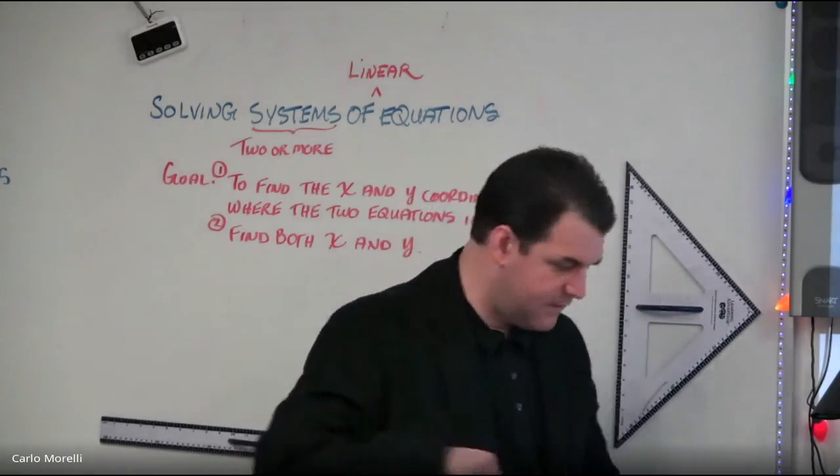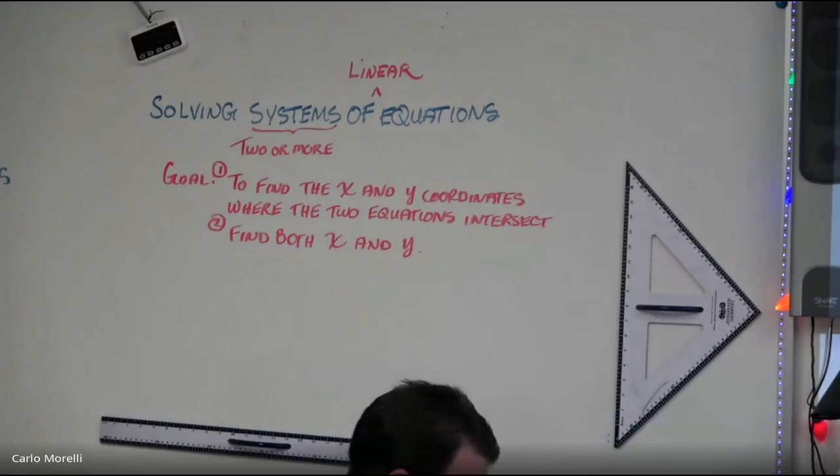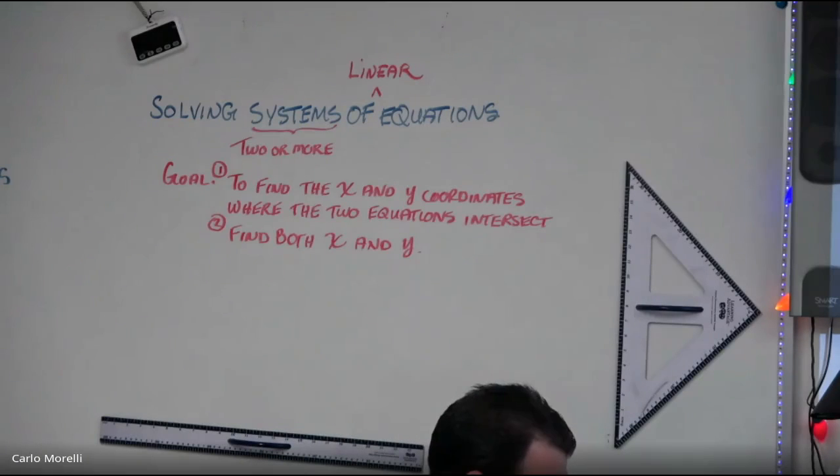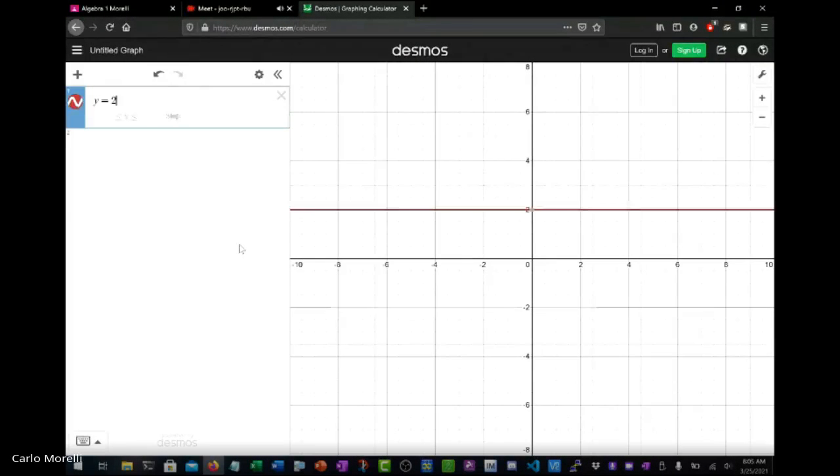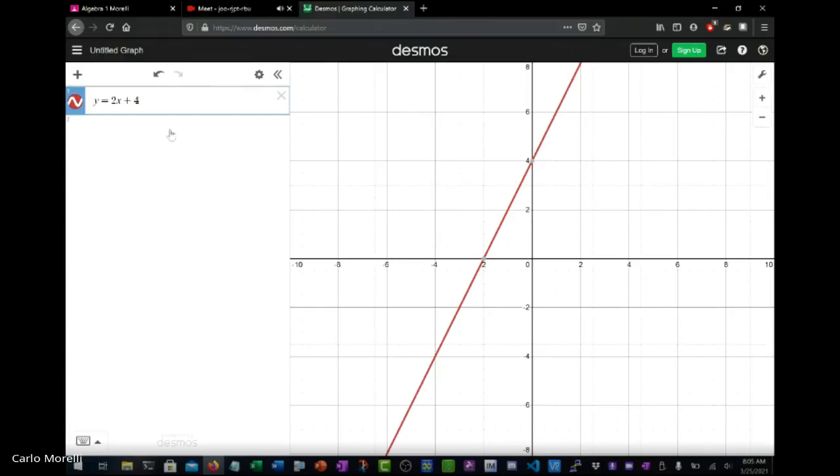So the easiest way to demonstrate what we are doing is to actually plot one of these systems, so we'll go to Desmos for that, and I'll show you what I mean. Okay, so if I type y equals 2x plus 4, and then below here I say y equals negative 3x plus 2. Let me do a different one: negative 3x plus 4. Do you see that you have these two lines and they intersect here?